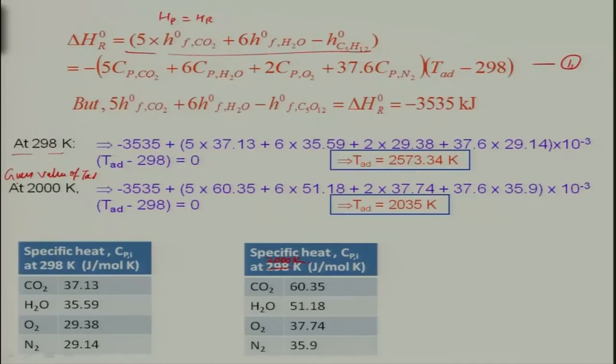And if you are not happy, then what will you do? You take 2035 again and calculate, and if you are still not getting a proper match, then you take a linear interpolation and calculate easily. So that is one way of doing it.